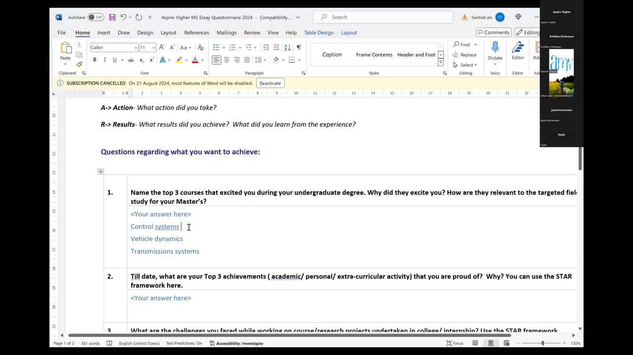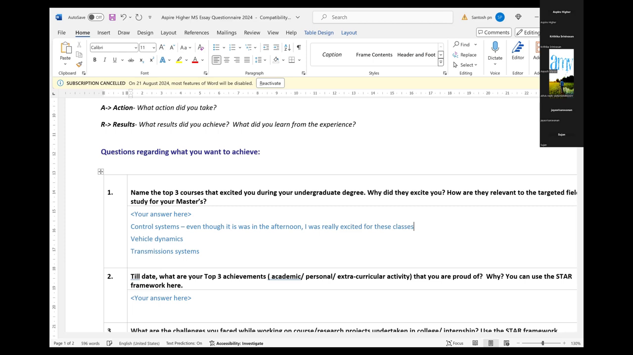I'll think about it. Then I can say that I can show that I was really excited for these classes. Now, how can I show that I was excited for these classes? I will say that even though it was in the afternoon, I was really excited about these classes. And then I can tell you what I learned, what I felt, etcetera.